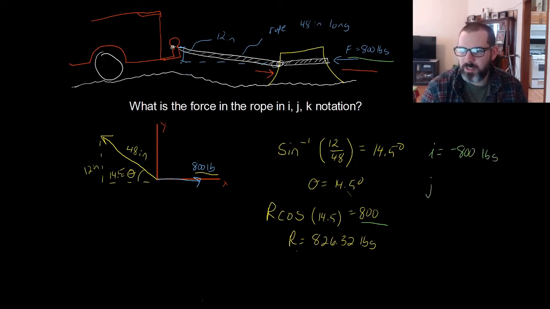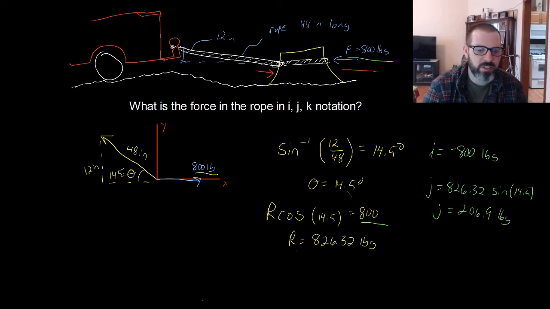Our J component is going to equal 826.32 sine of 14.5. So the J component equals 206.9 pounds. And since the cable is going to the left, everything in the I is going to be negative. Everything is going up, so everything in the y is going to be positive. So we're going to have minus 800i plus 206.9j.